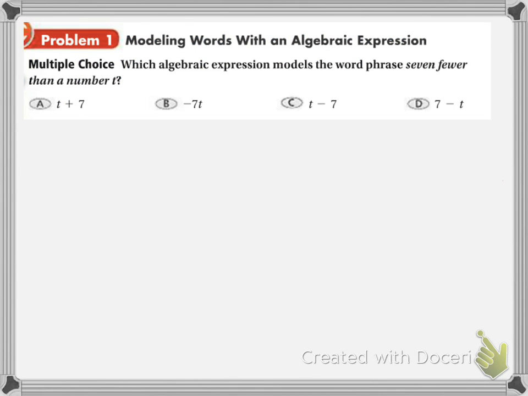In problem number 1, we're going to be modeling words with an algebraic expression. They want to know which expression would model the word phrase 7 fewer than a number t. In these kinds of problems, what you want to focus on is the order in which they're saying this. So they want 7 fewer than t. That means that starting with some original number t, I want 7 fewer than that. So my answer here would be C.